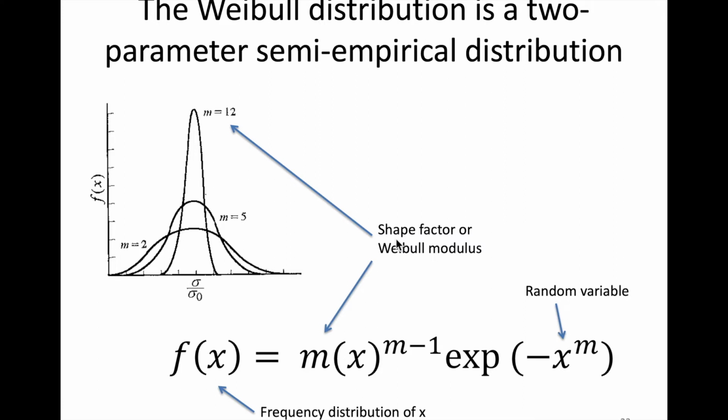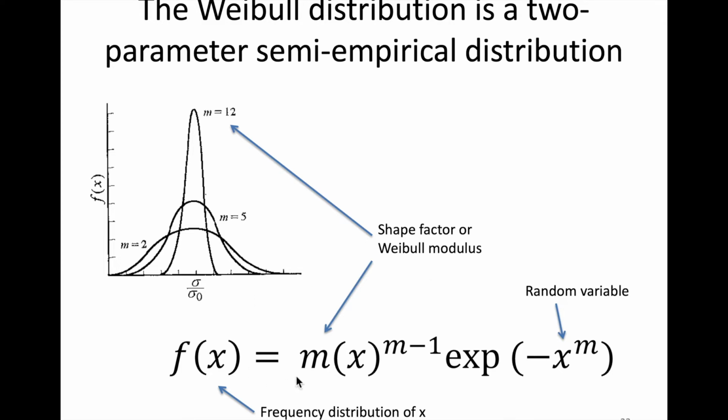So there's two parameters, and if we want to look at the frequency distribution, we need to know what's called a shape factor. You can see with different values here that the shape is changing. This is also what's known as the Weibull modulus. This determines the shape of the distribution, how wide or how narrow the curve is. And then we also have a random variable, x.